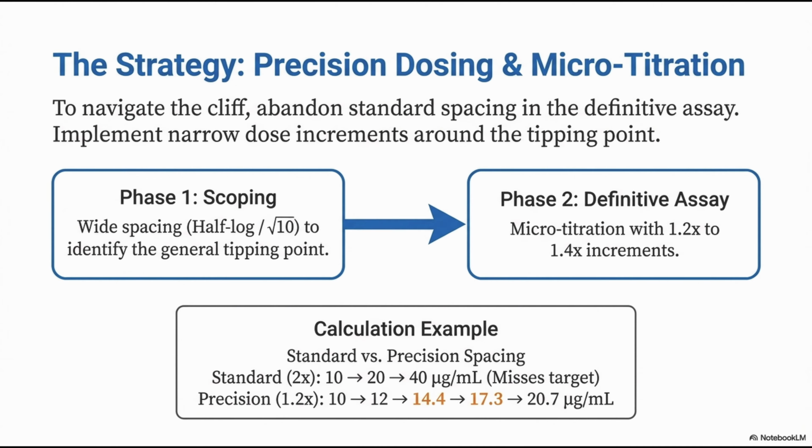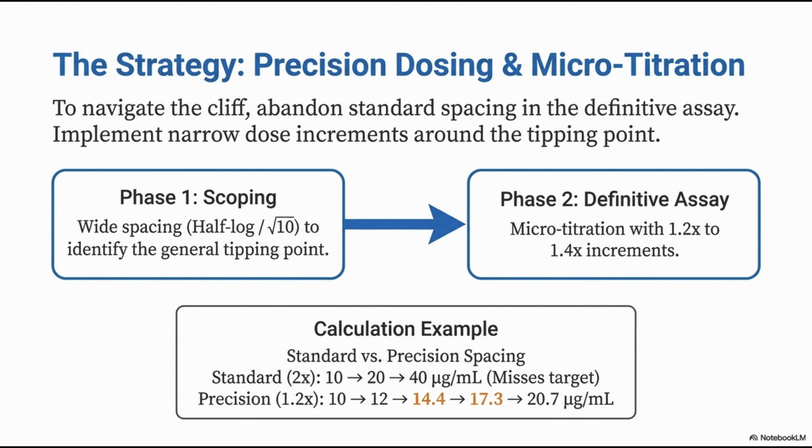It begins with broad spacing and range finding to locate the tipping point, followed by micro-titration using 1.2 to 1.4-fold increments around the transition zone. This tighter spacing increases the likelihood of capturing the target 50 to 60% cytotoxicity window.